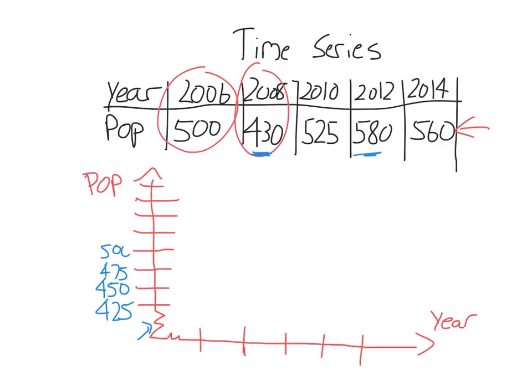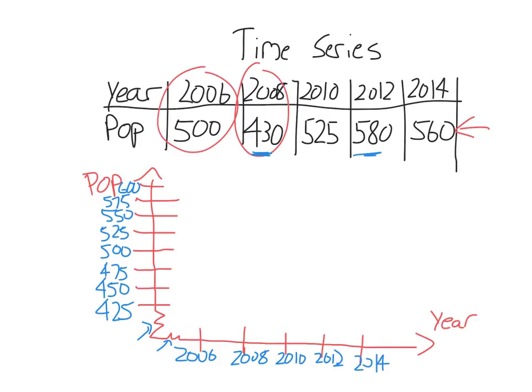It was the same idea for the year. I don't want to start at year 1. That would just be crazy. I want to start at year 2006. So the little break in the axis there says I don't start at 0. Each year is going to get its own point here. Okay? So what we're going to do is graph this so we can see if there is a trend over time.